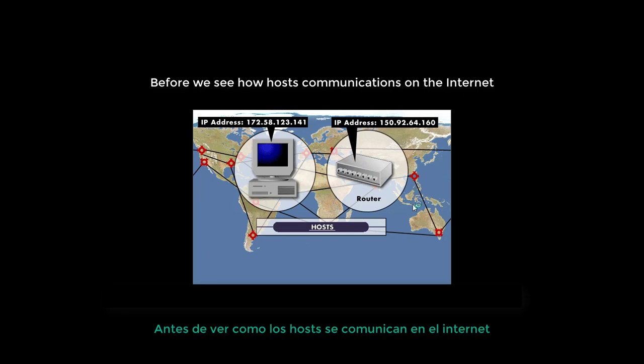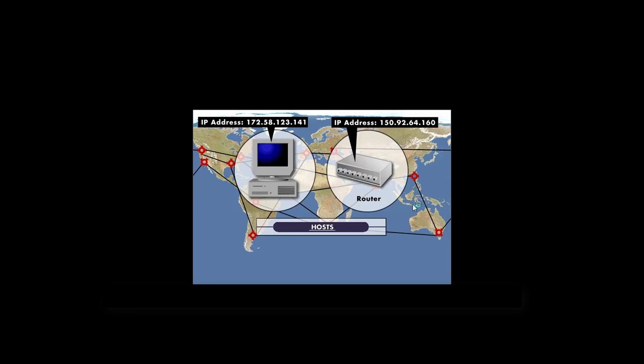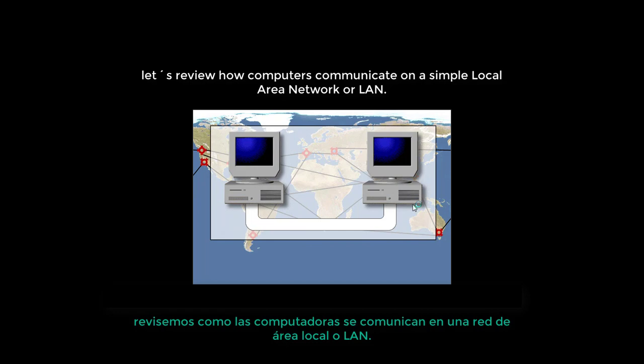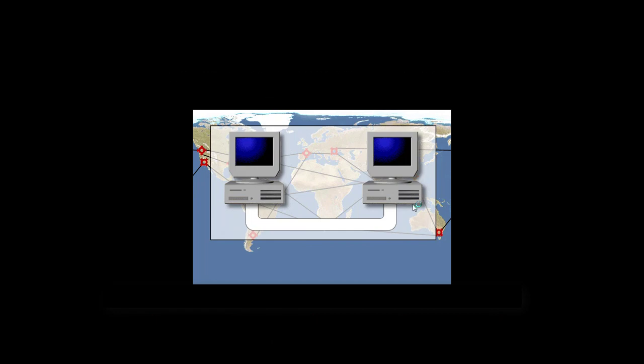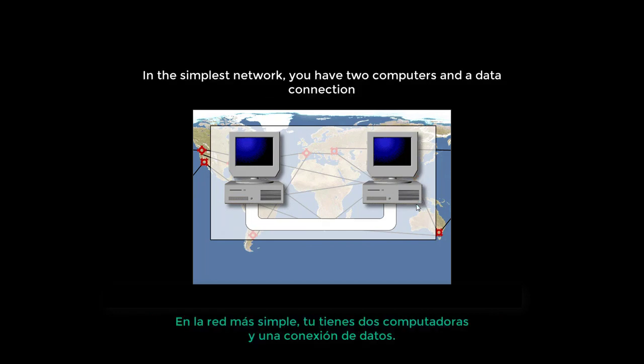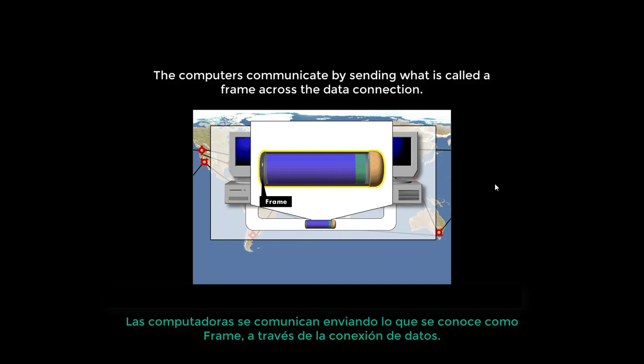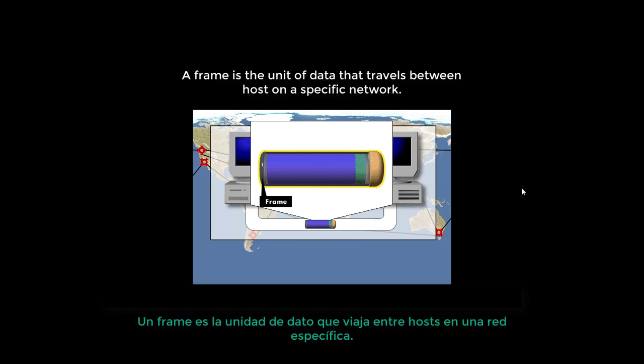Before we see how hosts communicate on the Internet, let's review how computers communicate on a simple local area network, or LAN. In the simplest network, you have two computers and a data connection. The computers communicate by sending what is called a frame across the data connection. A frame is the unit of data that travels between hosts on a specific network.